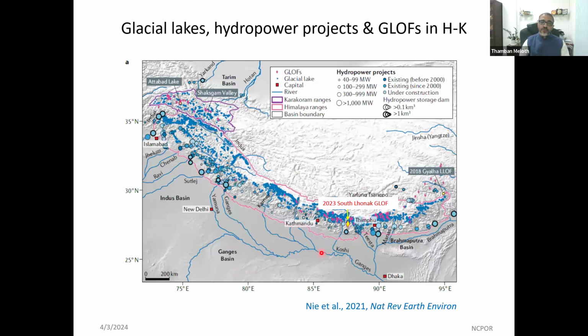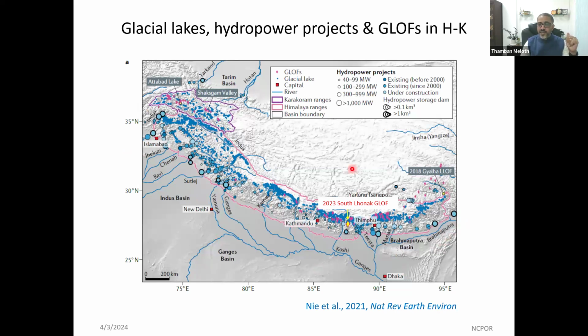This is another study by Ni et al, which shows a very significant relationship between the lakes existing, which are those blue dots you find all throughout. As I mentioned, there are more than 5,000 such lakes. And many of these lakes are, as I mentioned, expanding, and they are a potential GLOF. In fact, there are already several reported GLOFs in this region.